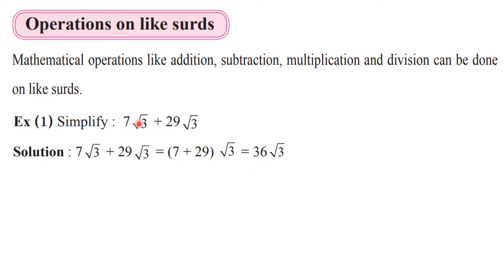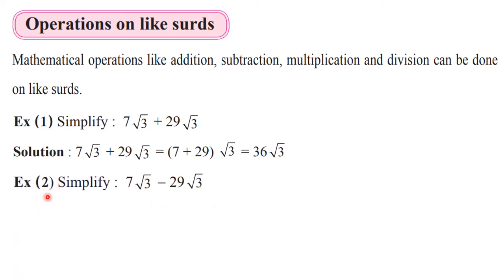If here root 3 is there and here root 2 is there, then it is not possible for us to add because they are not like surds. So for addition and subtraction, it is compulsory that the surds should be like. Then and then only we can add the rational part, and we can write down the irrational part just beside it only once. Got it? Let us see the next example.